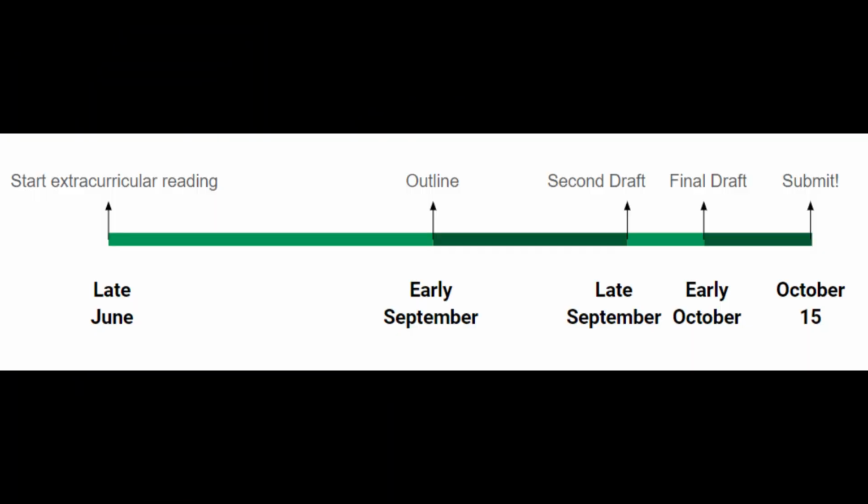So the first thing I want to do is just show this diagram which illustrates the kind of timelines that I recommend students work to when developing a personal statement. So you can see that the extracurricular reading, which is the bit we're going to focus on now, that really begins pretty much as soon as your summer holidays begin.